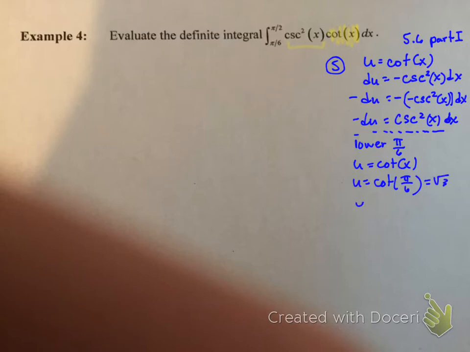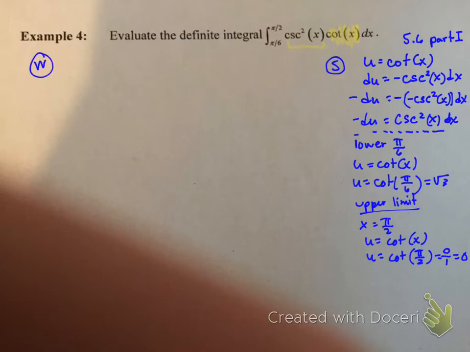Okay, the upper limit. The upper limit says that x equals pi over 2. So I'm going to plug in for x in u equals cotangent x. So u equals cotangent pi over 2. Remember, cotangent is adjacent over opposite. It's the opposite of tangent, right? So if we put in the values there, we get cosine over sine, or 0 over 1, which equals 0.